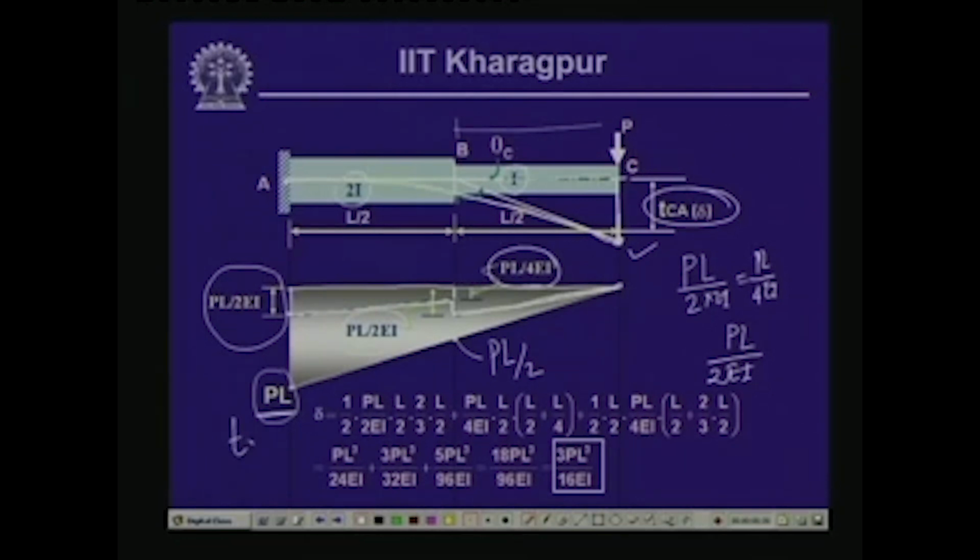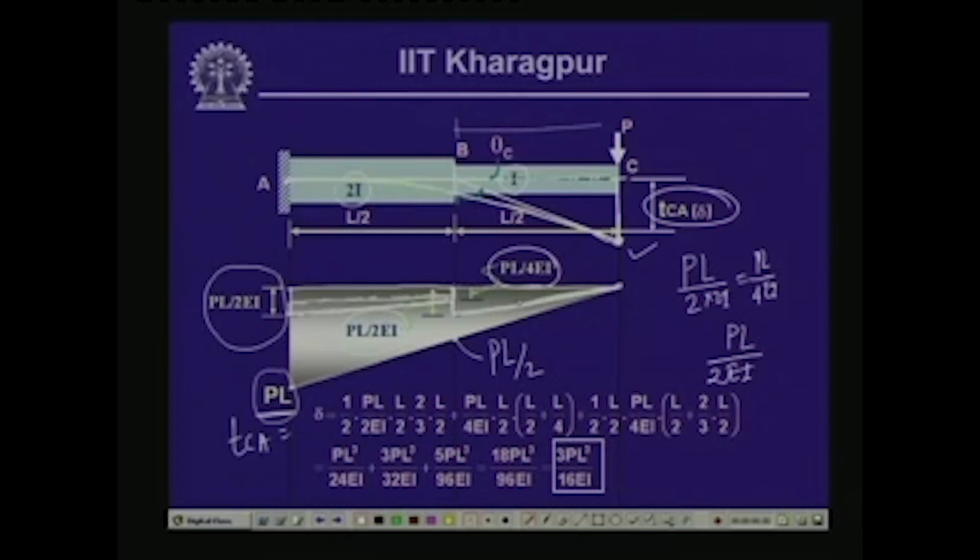So, TCA is equal to, now this M by EI diagram which is of this particular shape, we divide into 3 parts. One is this particular triangle, and thereby we are left with this trapezoidal area, and this trapezoidal area we can divide into 2 parts. One is this rectangular part with ordinate PL by 4 EI, and then this is the triangular part which is having PL by 4 EI as the ordinate. So, if we take the moment of all these 3 areas with reference to point C, then let us see what we get.